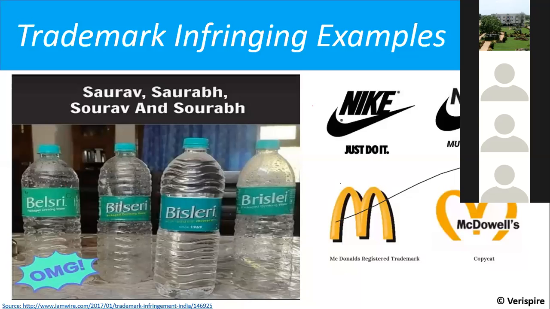Some more examples: Nike, Just Do It. You can't use homophones. McDonald's and McDonald's: they have signed a cross-licensing agreement, where one is using this name in the alcohol section, whereas the other is using it in the food section. So you can't file a trademark with similar sounding names.